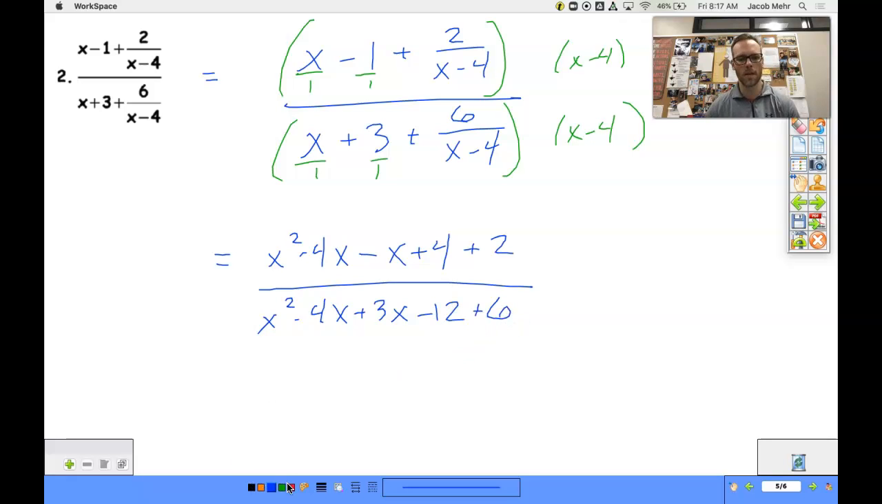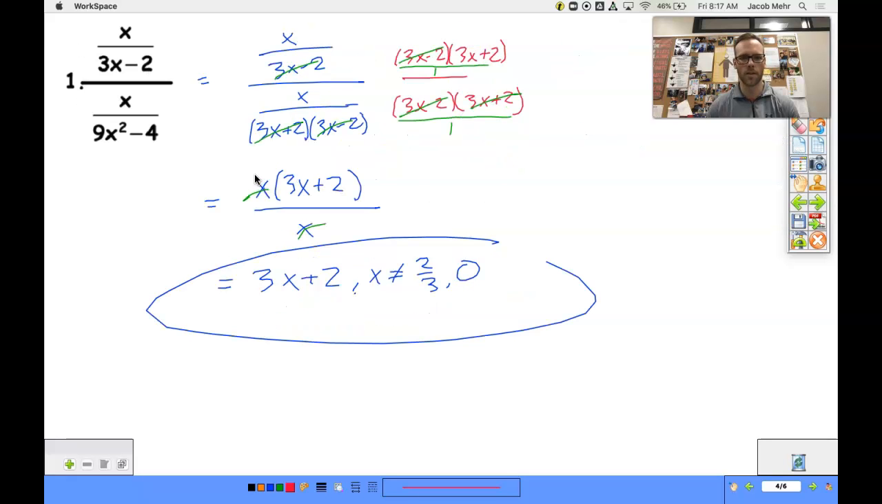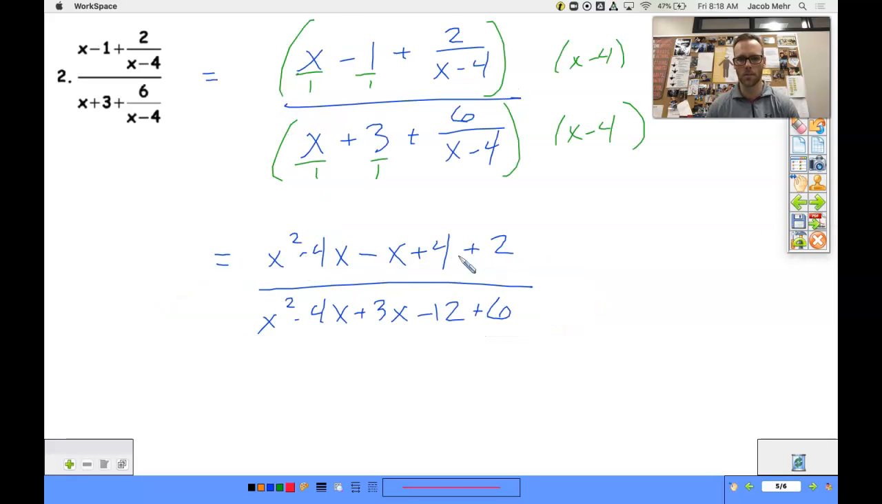Okay. Now, sometimes I see students do this. Well, those cancel now, and those cancel now. Okay, we can't do that because there are sums and differences. We can only cancel things out when they are products. So when I look back at this one, this is x times 3x plus 2, so the x's can cancel out. But because there are pluses and minuses scattered through there, we can't. But we can combine like terms.